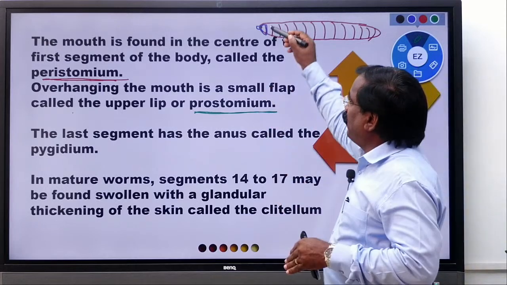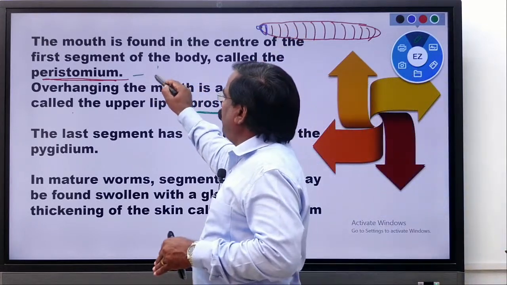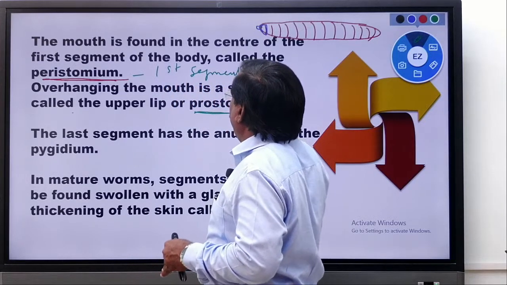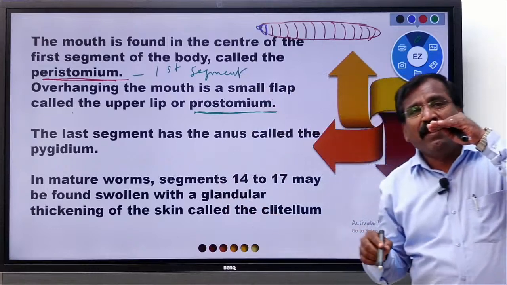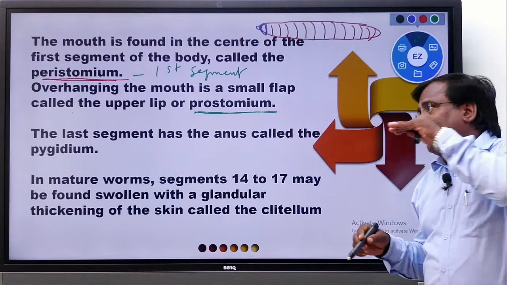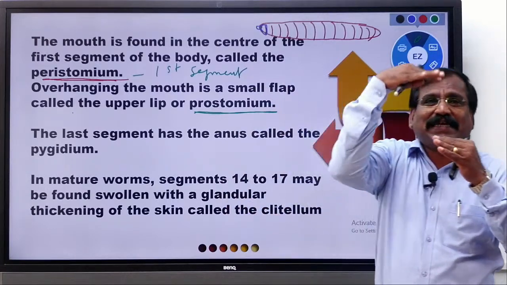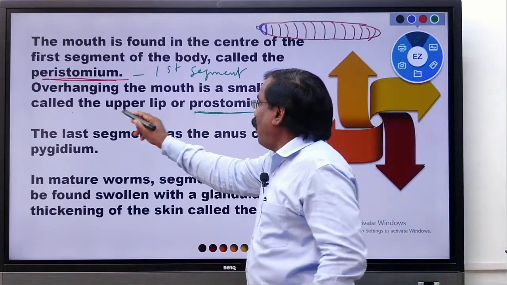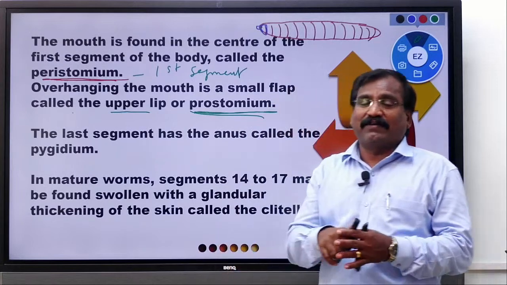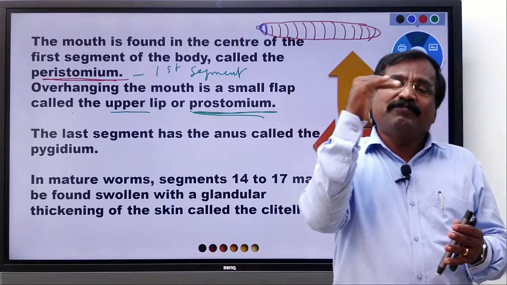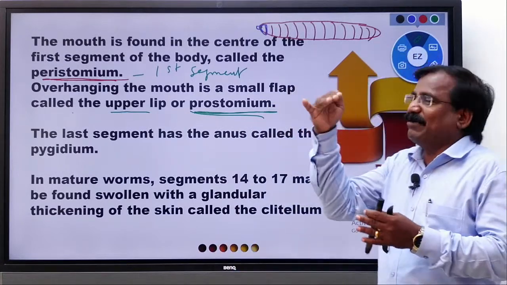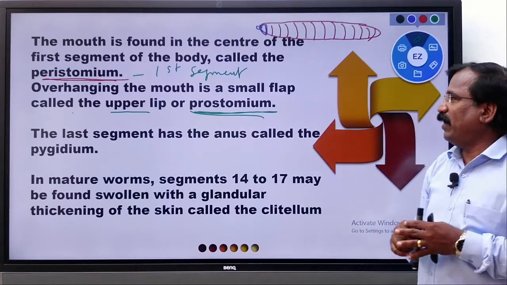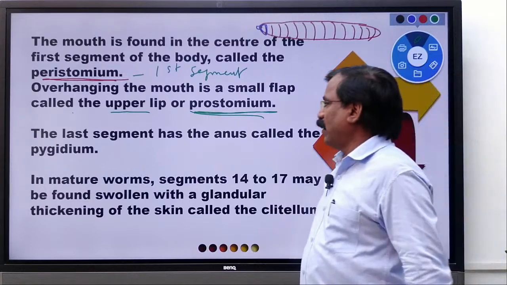Peristomium is the first segment. One mark important. In the first segment, there is an overhanging structure in front, like a small sunshade. It is small and not very lengthy, just short. That is called the upper lip, or the peristomium.